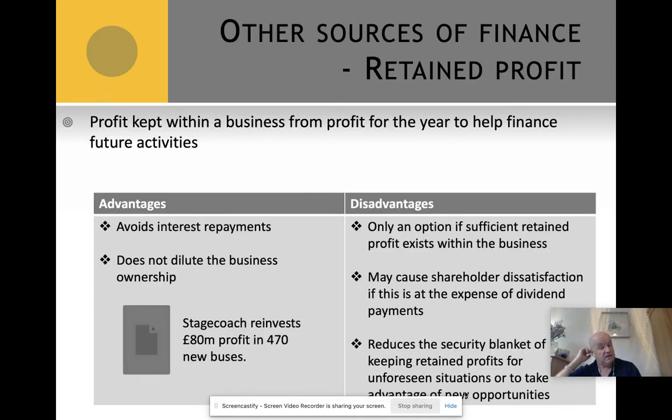Other sources of finance then. So we've talked about a number of external sources of finance. Both owner's capital and also retained profit are known as internal finances. In this instance, retained profit is where, after all the costs of a business have been taken out from year to year, if you've made a profit, you might choose to keep some of that profit within the business to help finance your future activities.